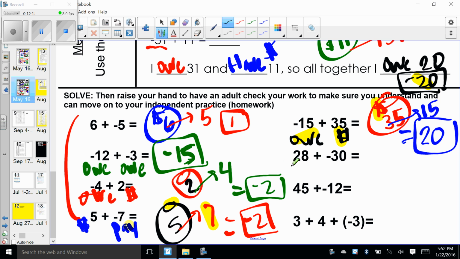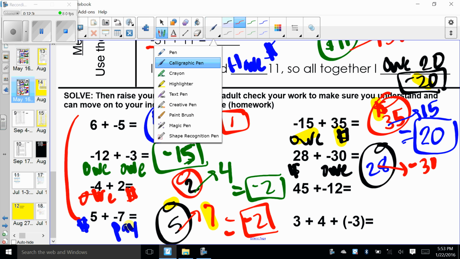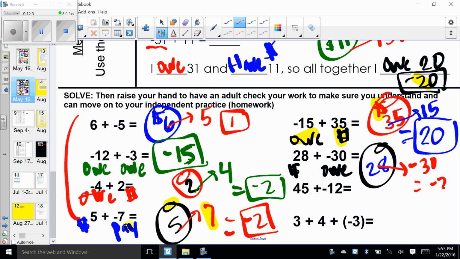All right, our next example is I have 28. I owe 30. So we have this bank that has $28 in it, and I'm trying to take 30 out. Can I take 30 out of a bank that has $28 in it? No, I can take $28 out, but I still need $2, so I'm short. Negative $2 should be your answer there. All right, 2 left, and then we're moving to homework.